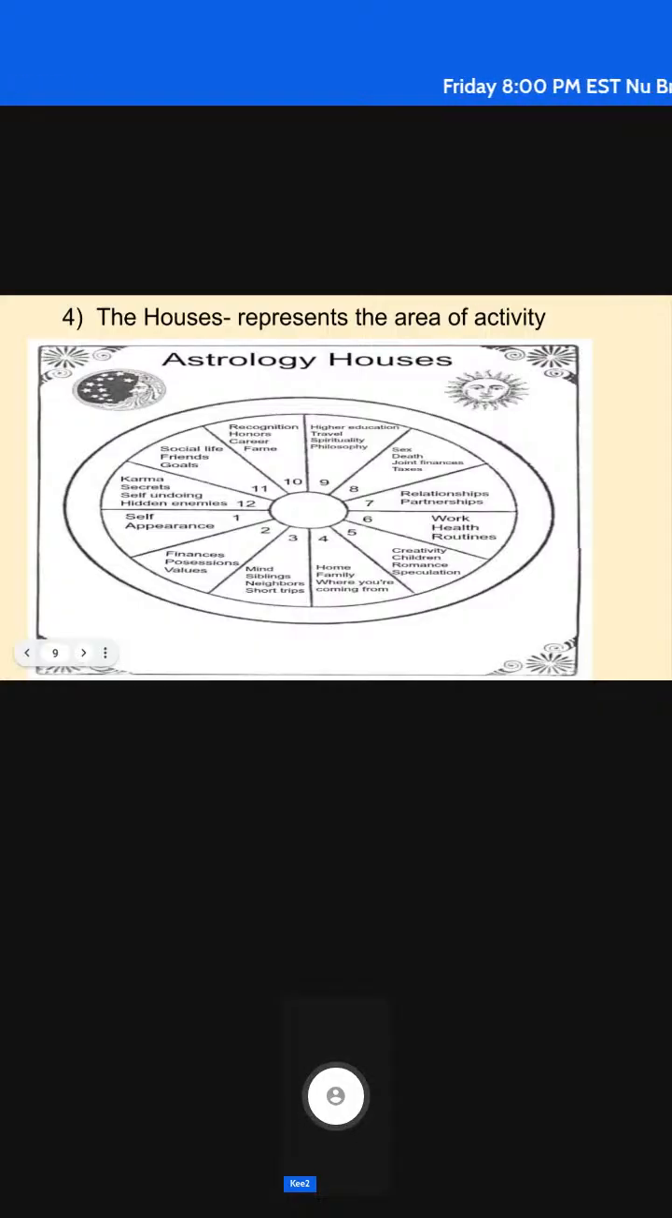Now we move to the houses. The houses represent the area of activity or the domain of life that the energy will play out in. For instance, the first house deals with the area of self, self-image, self-identity, anything that pertains primarily to you recognizing, understanding that you are an entity within yourself.